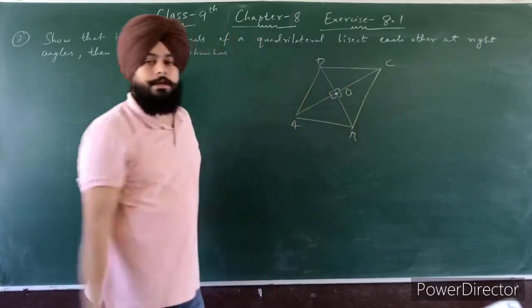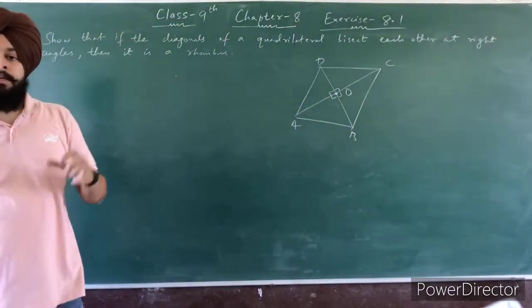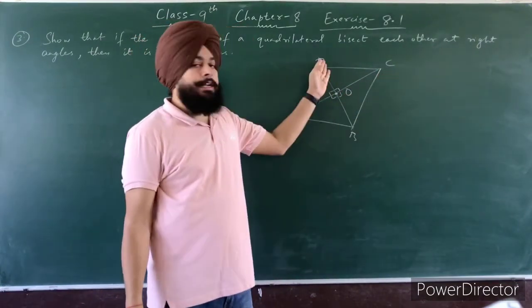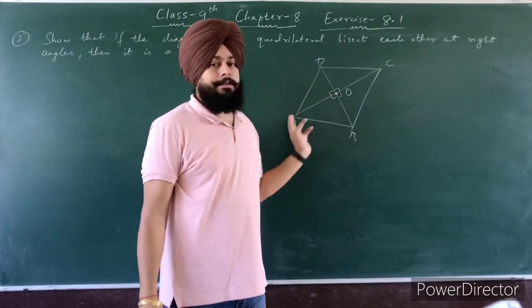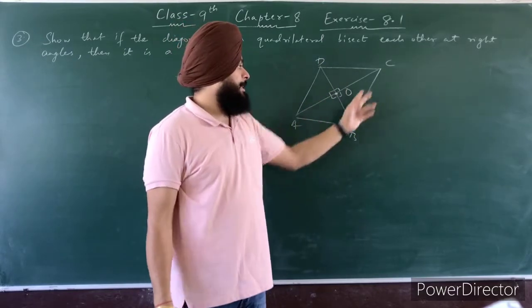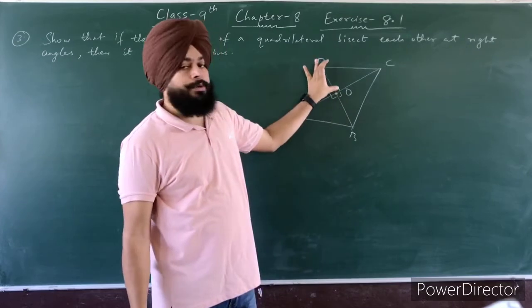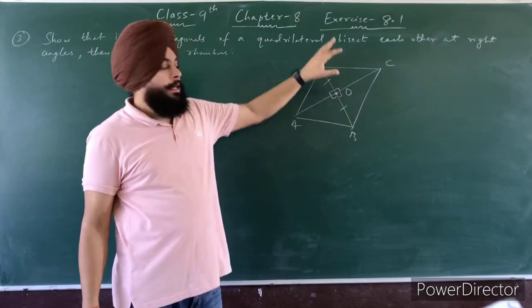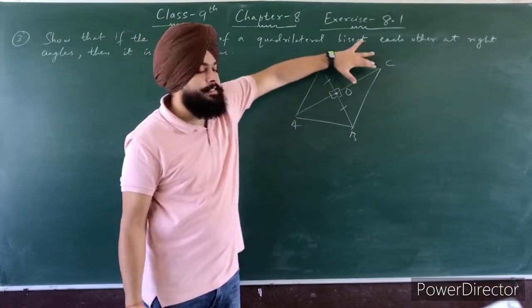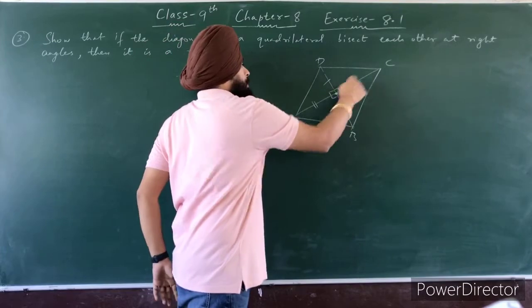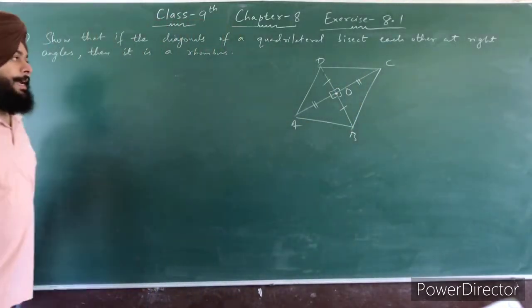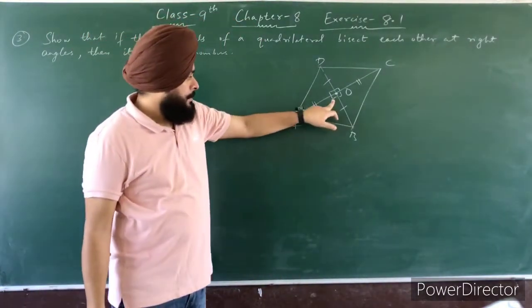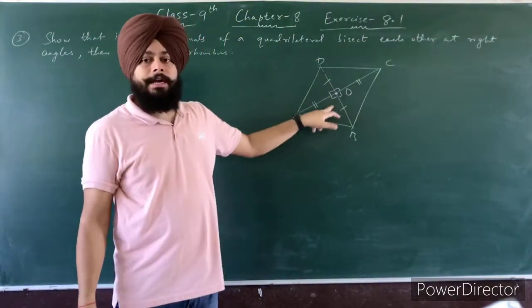Take this point O. What is the meaning of bisect? Bisect means they divide it into two equal parts. So diagonal AC bisects BD and diagonal BD bisects AC. If AC bisects BD, then OB is equal to OD. And if diagonal BD bisects AC, then OA is equal to OC. And they also bisect at right angles. It means all these angles are of measure 90 degrees.